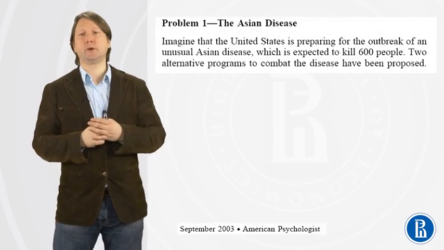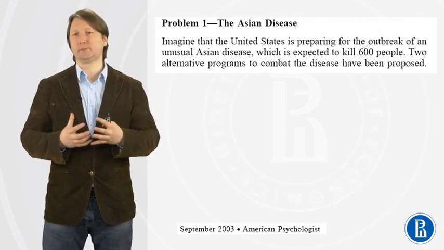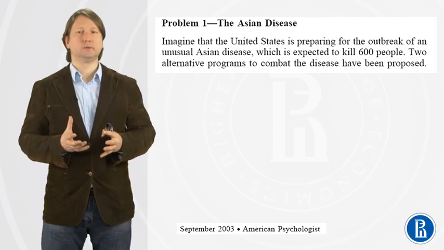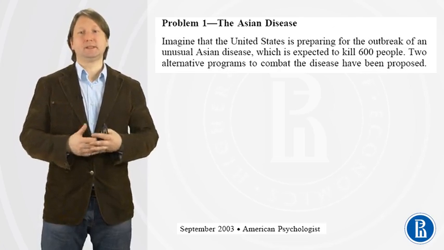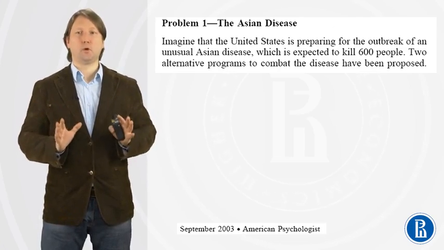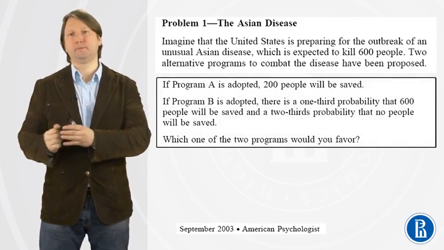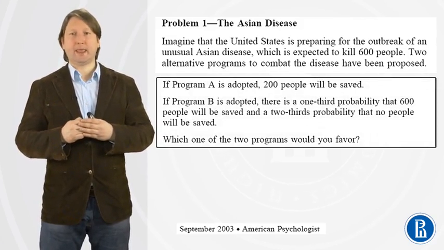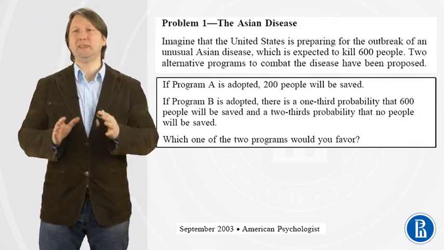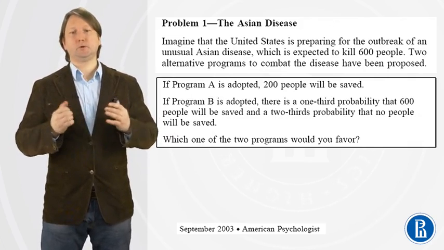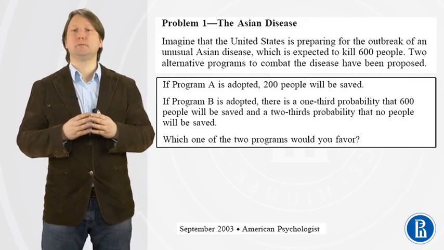Imagine that there is an outbreak of a strange Asian disorder in the United States. This disorder is expected to kill 600 people. Imagine that you are in a special medical committee, and this committee has to select one of the programs to treat this disorder. According to program A, if program A is adopted, 200 people will be saved. If program B is adopted, there is a 1/3 probability that 600 people will be saved and a 2/3 probability that no people will be saved.